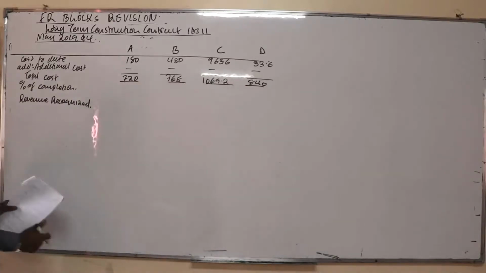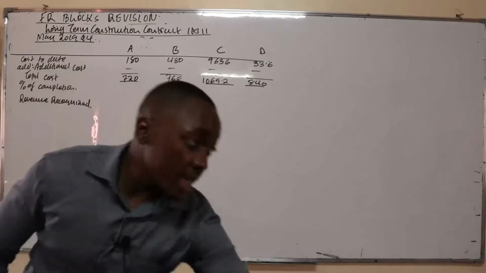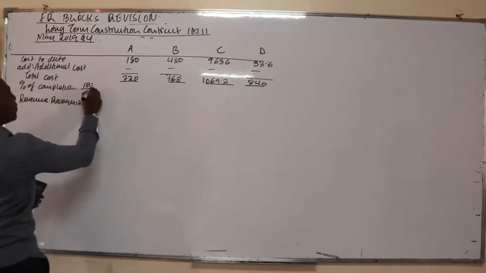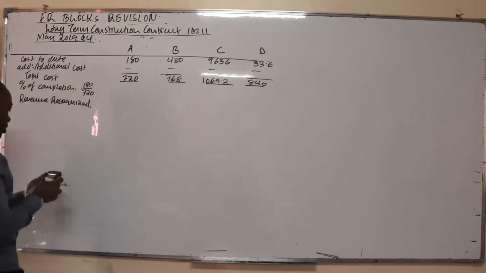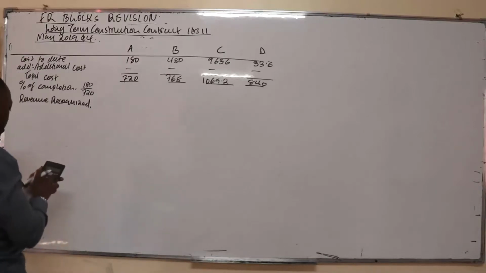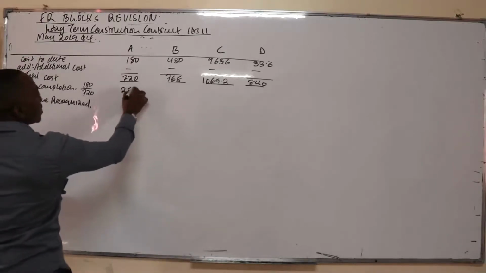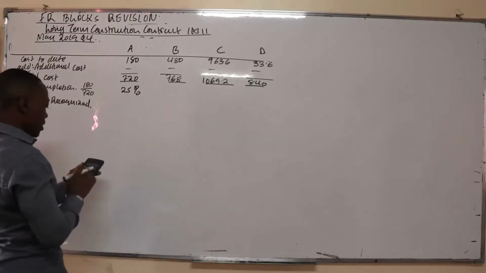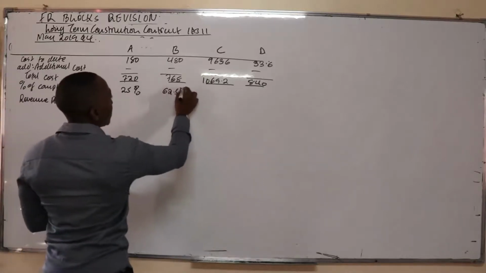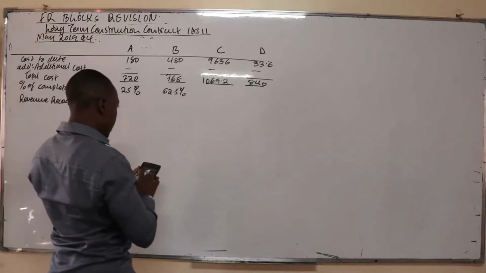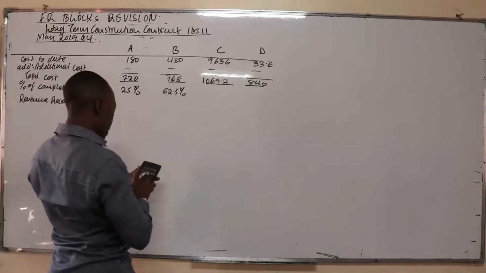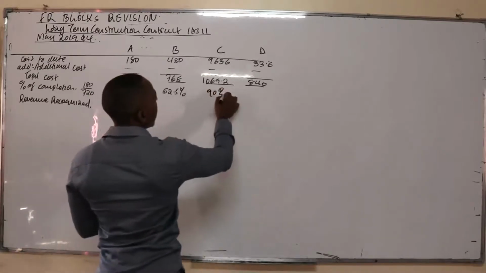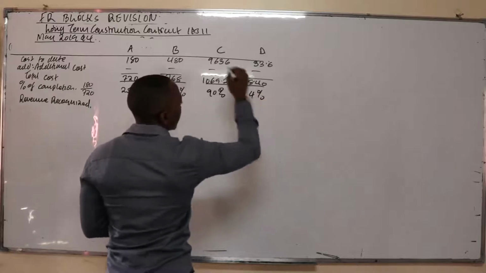To get the percentage of completion, you take cost to date. For A, you take 180 and divide by the total cost, which is 720, times 100. So 180 divided by 720 gives you 25%. The other one, you take 480 over 768, you get 62.5%. Then 963.6 divided by 1069.2, you get 90%, and this one you get 4%.